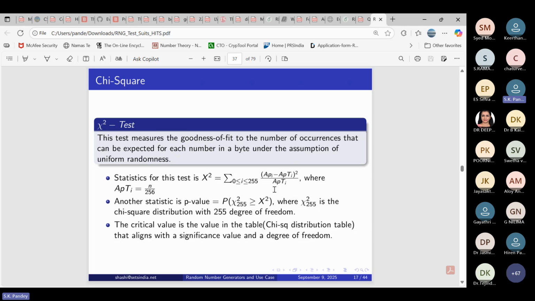The next case is the chi-square test. What will chi-square do? Chi-square basically does a comparison with some uniform distribution. This chi-square is basically a ratio of the probability distribution or the average value we are getting in those sequences.